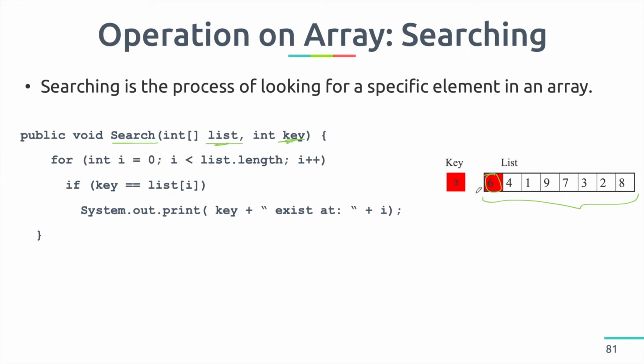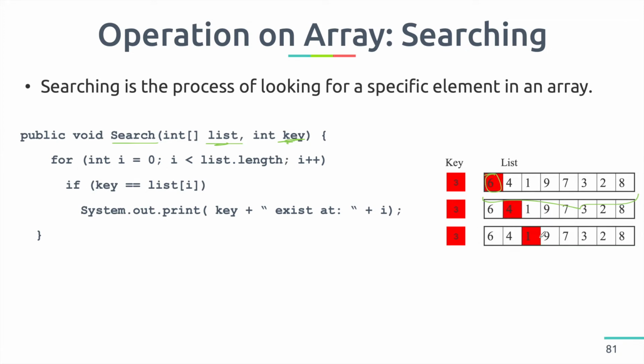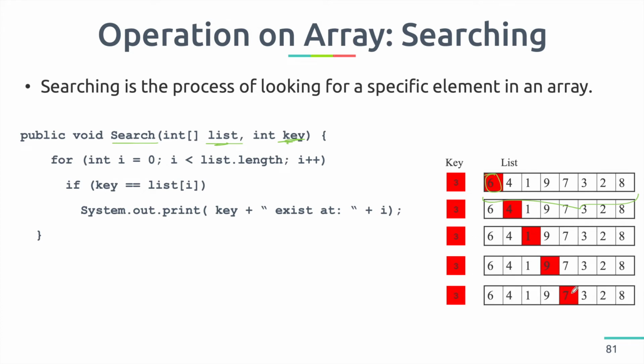So in this visual example, at the first index it does not exist. We will move on to the next index. It does not exist. The third index, it does not exist. The fourth index, it does not exist. The fifth does not exist. And we finally found it at the sixth element. And it will print key exists, the key, which is 3, exists at, and then the index.